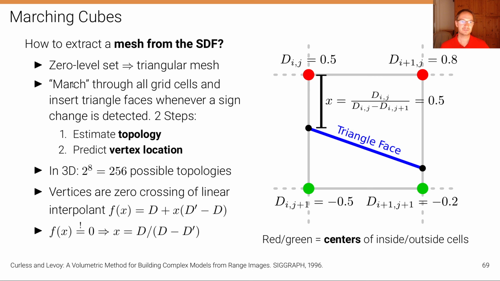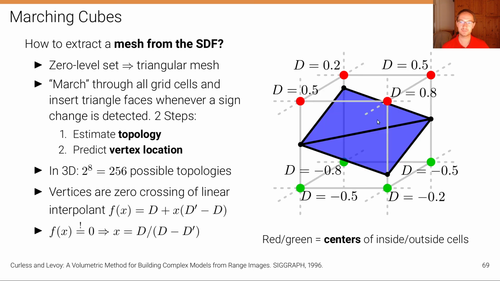The idea is to simply take the discretized representation and come up with a triangular mesh that best approximates the zero level set. The way this is done is by marching, which is where the name comes from. Marching through all the grid cells can be done independently for all the grid cells, and we insert triangle faces whenever a sign change is detected. There are two steps. The first step is to estimate the topology, and the second step is to predict the vertex location. Here is a 2D case, and here we have a 3D case.